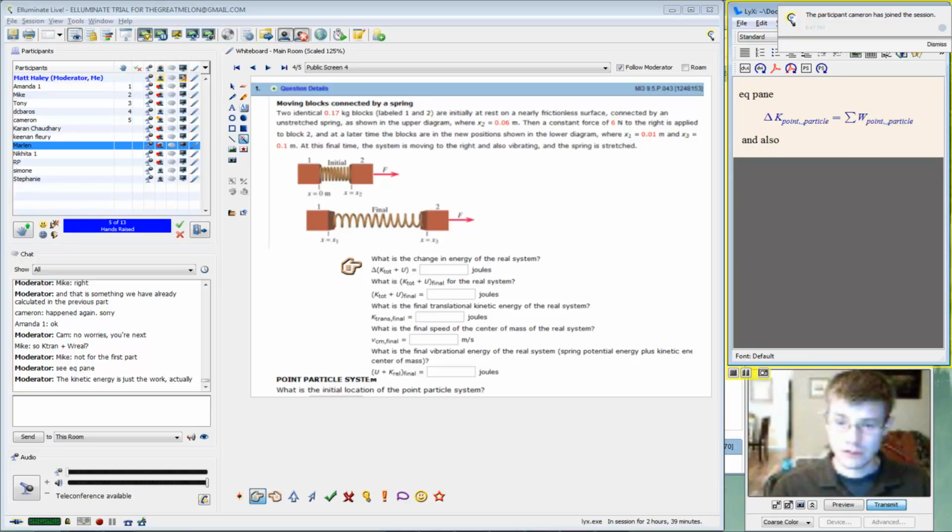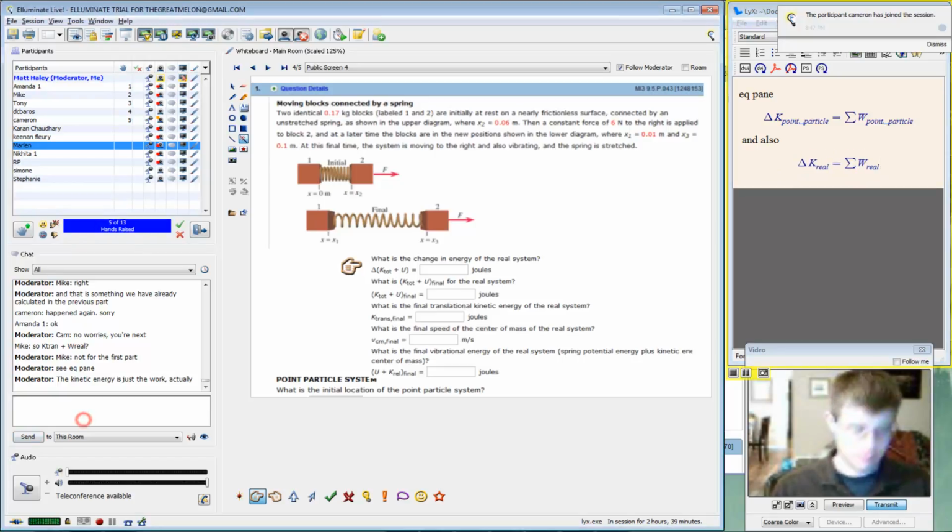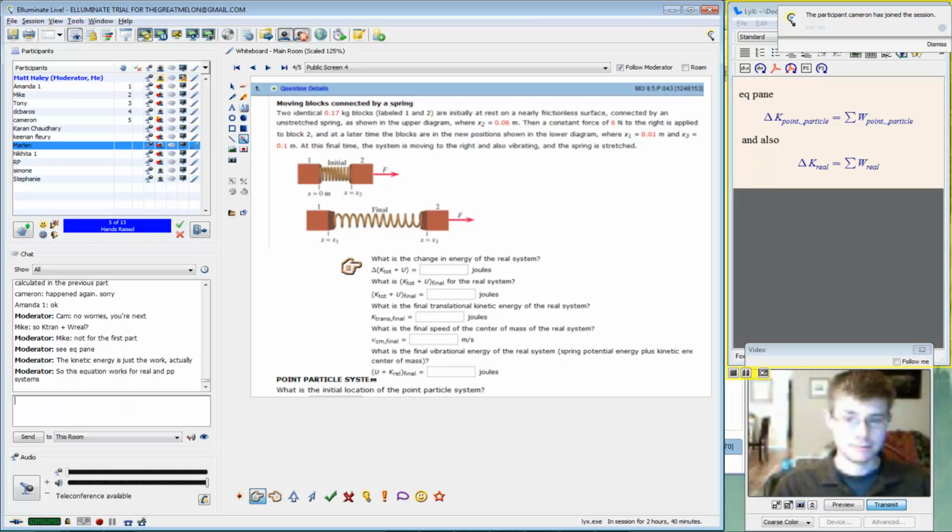All right, here I'm using the equation pane. You can see it in LaTeX. And that's the work-energy theorem that I just typed. So they want to use that for the real system here.